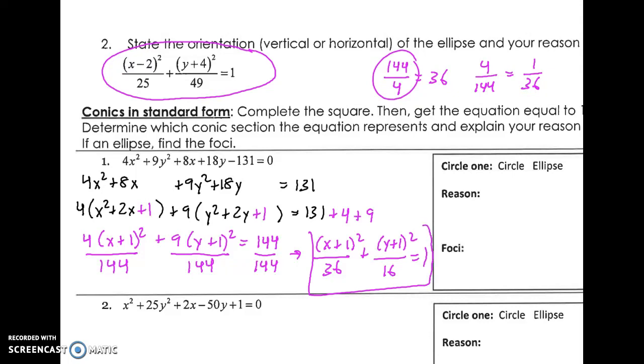So now we have the equation of our ellipse. And it's definitely an ellipse for 2 reasons. One, these two numbers were different, the coefficients of the square terms. Or at the end, you'll notice that the numbers on the bottom are different. Now there's lots of things you can write here. So for the reason, you could say that the coefficients of x squared and y squared are different. Or you could say like the two radiuses are different, or however you want to word it.